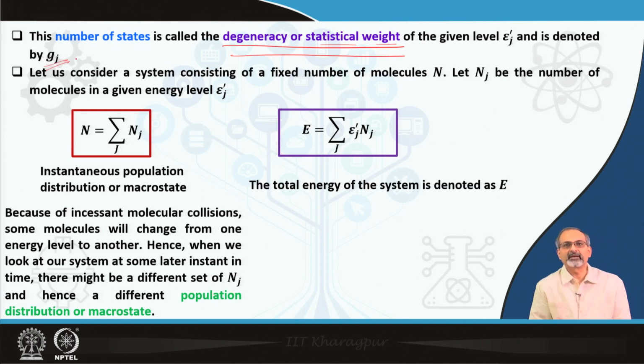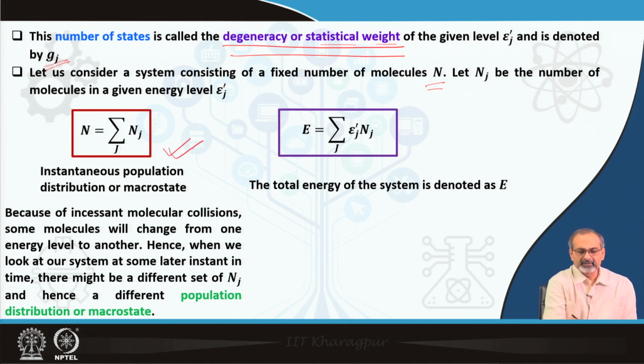So, you need to take care about the nomenclatures that we are introducing at this point. Let us consider a system consisting of a fixed number of molecules N, and let N j be the number of molecules in a given energy level epsilon j dash.